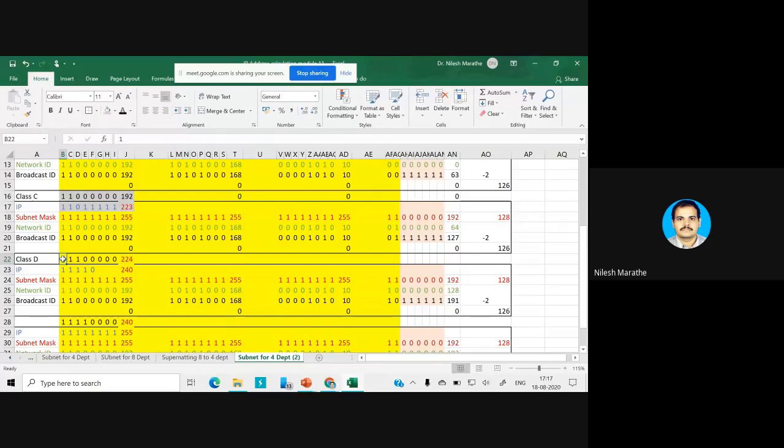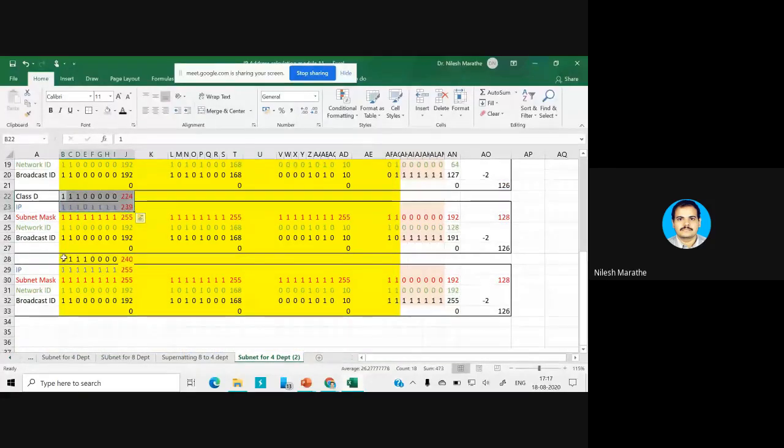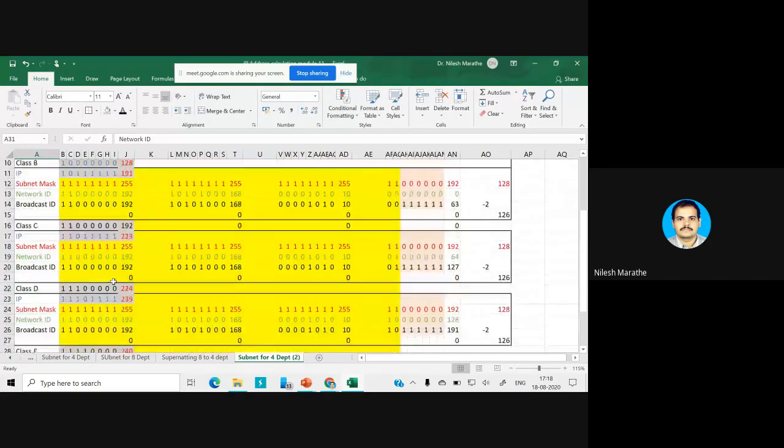Class D starts with 224, ends at 239. And class E starts with 240, ends at 255.